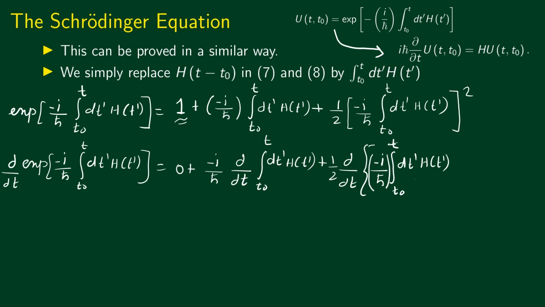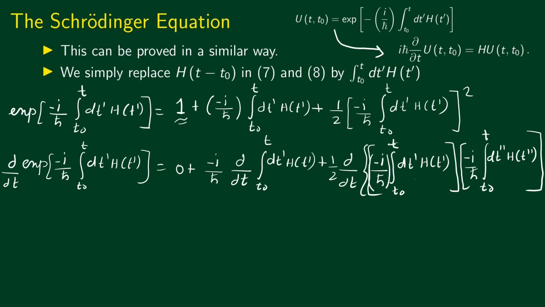So maybe I should put a bracket here. That's the integral once, and then minus i by h bar integral t0 to t. We'll write this as dt double prime h of t double prime. Okay, so we have to use the product rule here. When we take the derivative, we have to use the product rule. That's the idea.